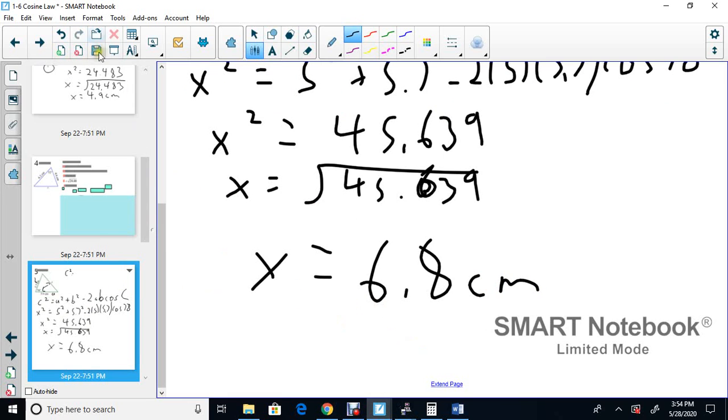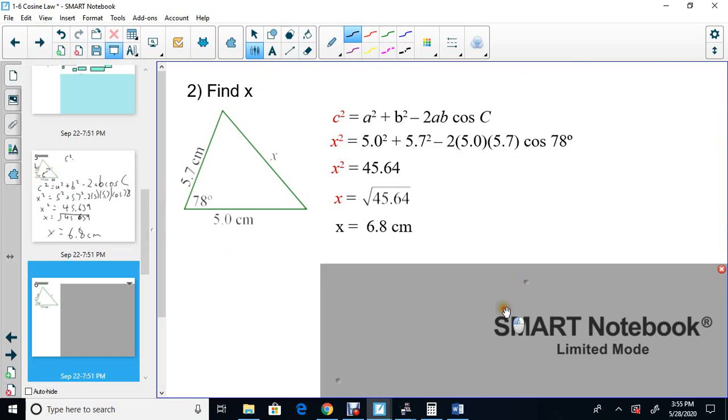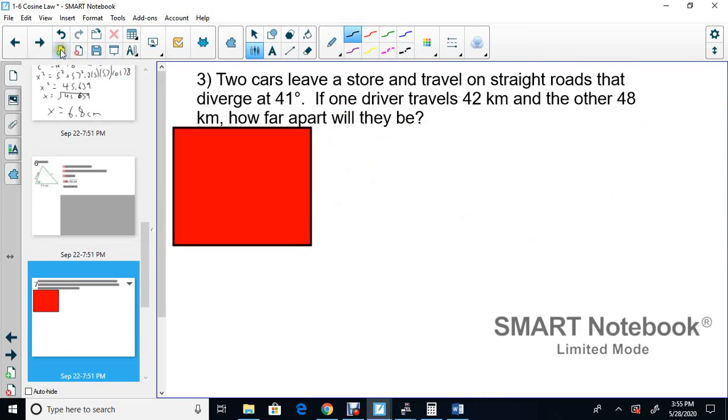Now, if you couldn't read my writing, I do have this one typed out, and I get the same answer, 6.8. You can pause it and copy this out if you can't read my writing there, and you square root it. The next question.